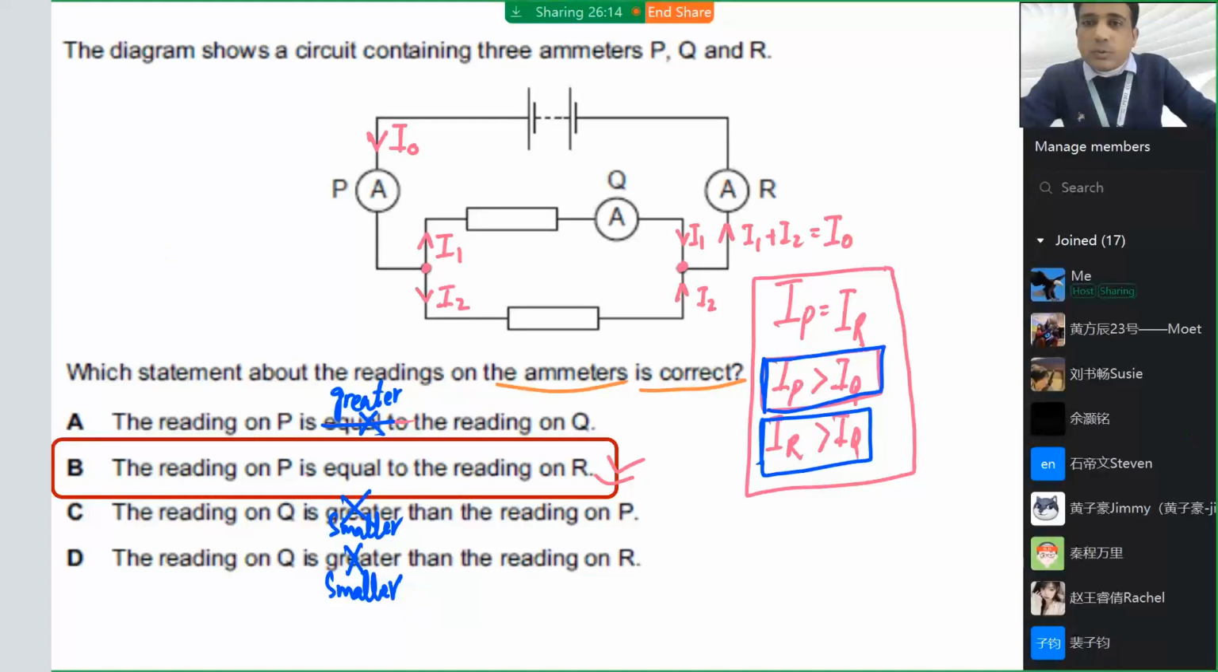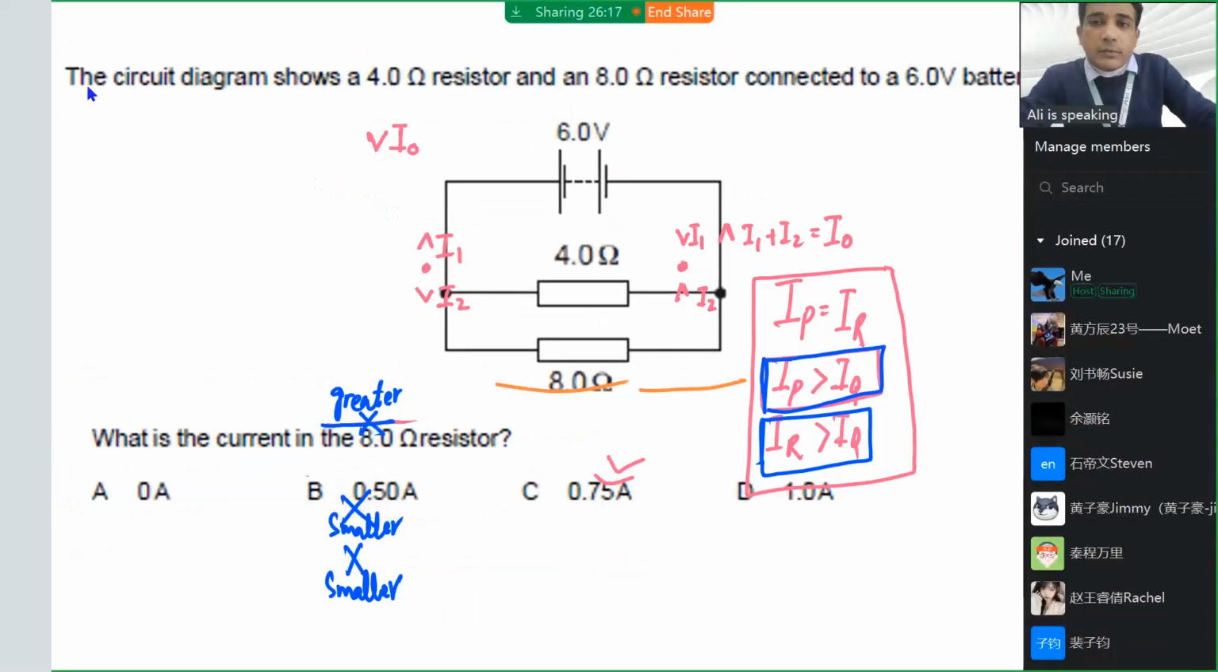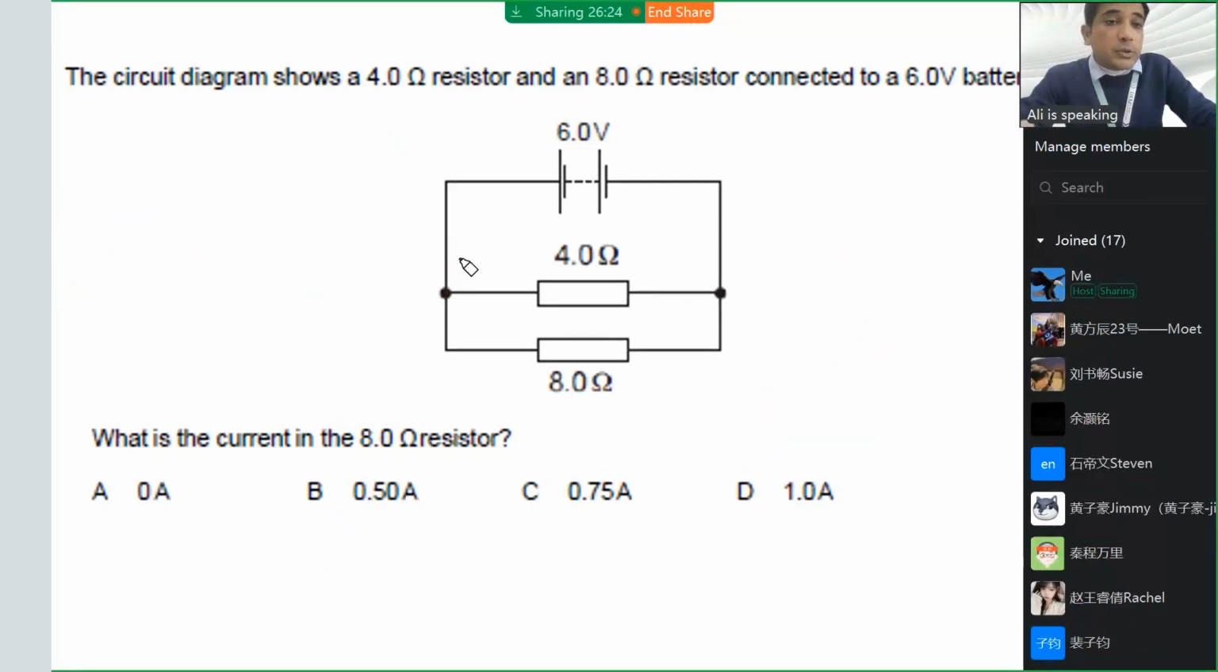Let's move on to the next one. Another nice question we will discuss. This question needs some calculations, but it is a very straightforward question. Simple use of Ohm's law. So please try first of all by yourself. If you need any hints, you can speak out. Otherwise, try by yourself and try to figure out the answer.